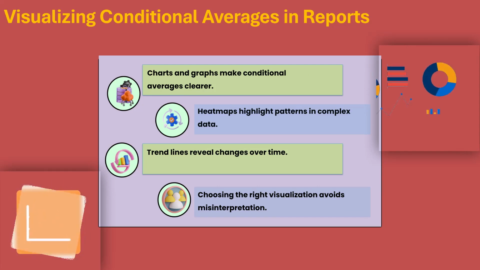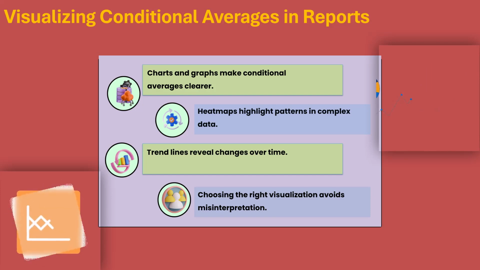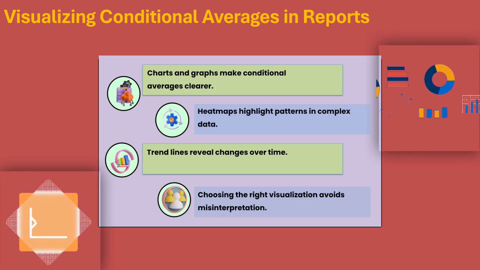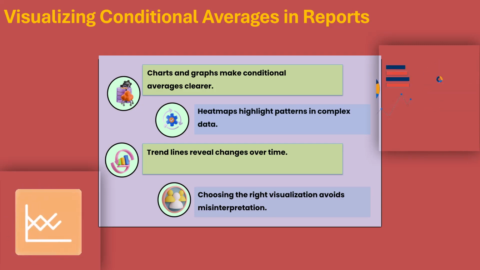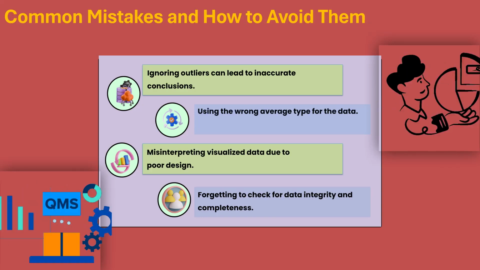Numbers are great, but let's be honest, they're much easier to grasp when we can see them. Conditional averages come alive through charts, heat maps, and trend lines. Wanna spot patterns? Use heat maps. Need to track shifts over time? Trend lines to the rescue. But beware, choosing the wrong visualization can confuse rather than clarify. A good graph should tell a compelling story, not make us question our life choices.